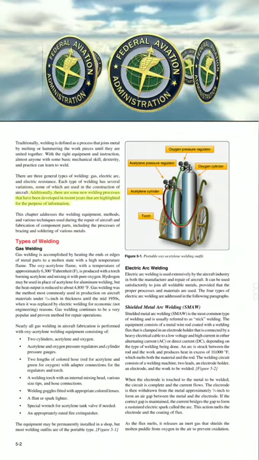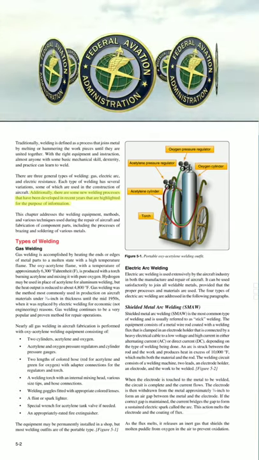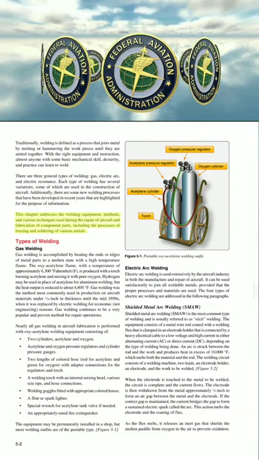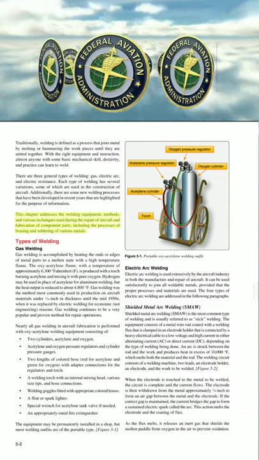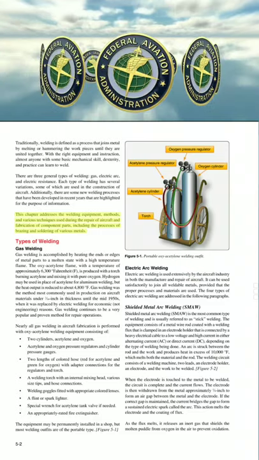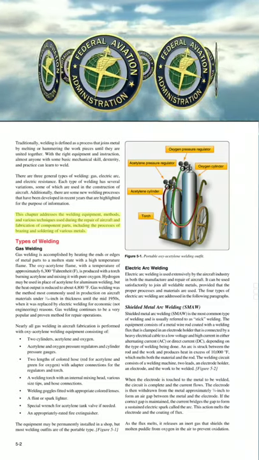Additionally, there are some new welding processes that have been developed in recent years that are highlighted for the purpose of information. This chapter addresses the welding equipment, methods, and various techniques used during the repair of aircraft and fabrication of component parts, including the processes of brazing and soldering of various metals.